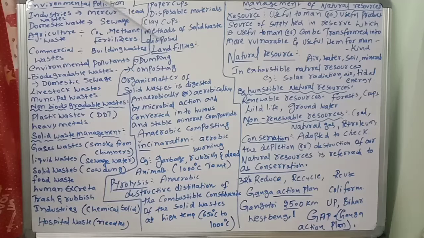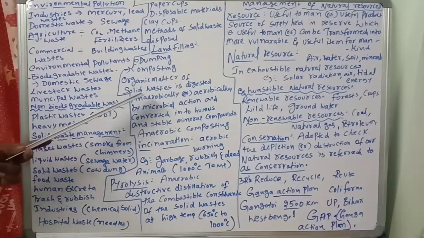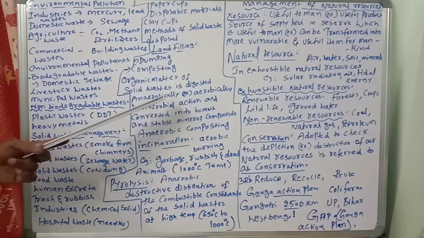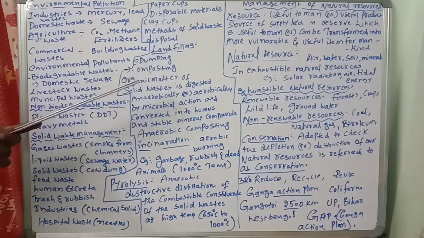Methods of solid waste disposal: how to dispose of solid waste? Landfilling: we should take low-lying areas and fill them. Landfilling, dumping, and composting. Composting means organic matter of solid waste is digested anaerobically or aerobically by microbial action. Dumping means that in low-lying areas we can dump, and landfills can be used for developing parks or other recreation sites. Dumping is a simple and economical method.